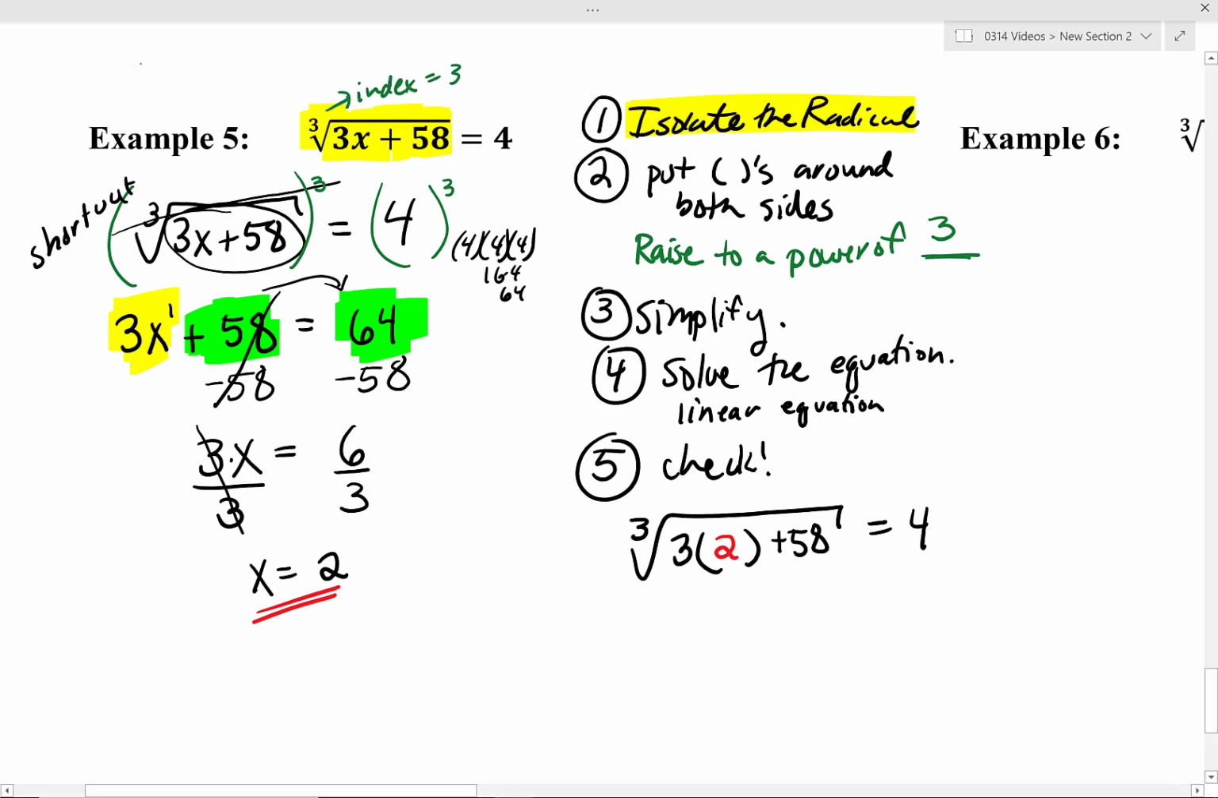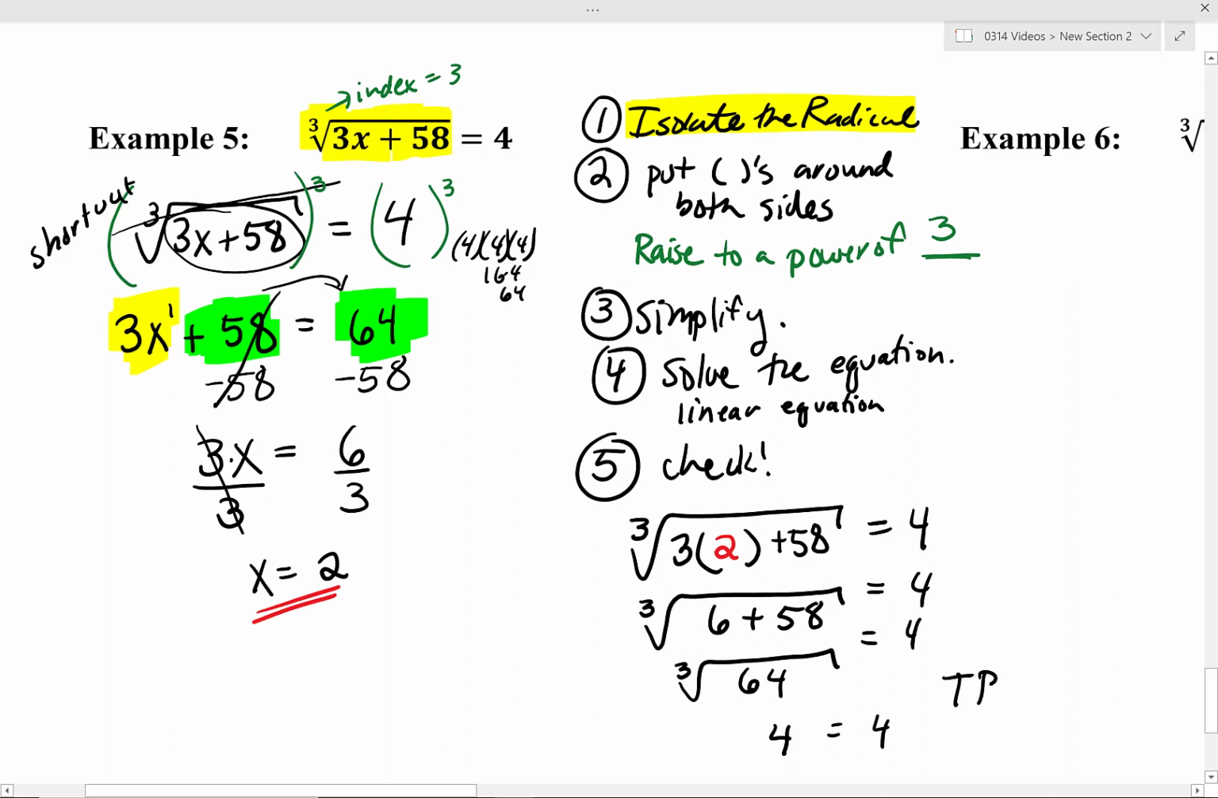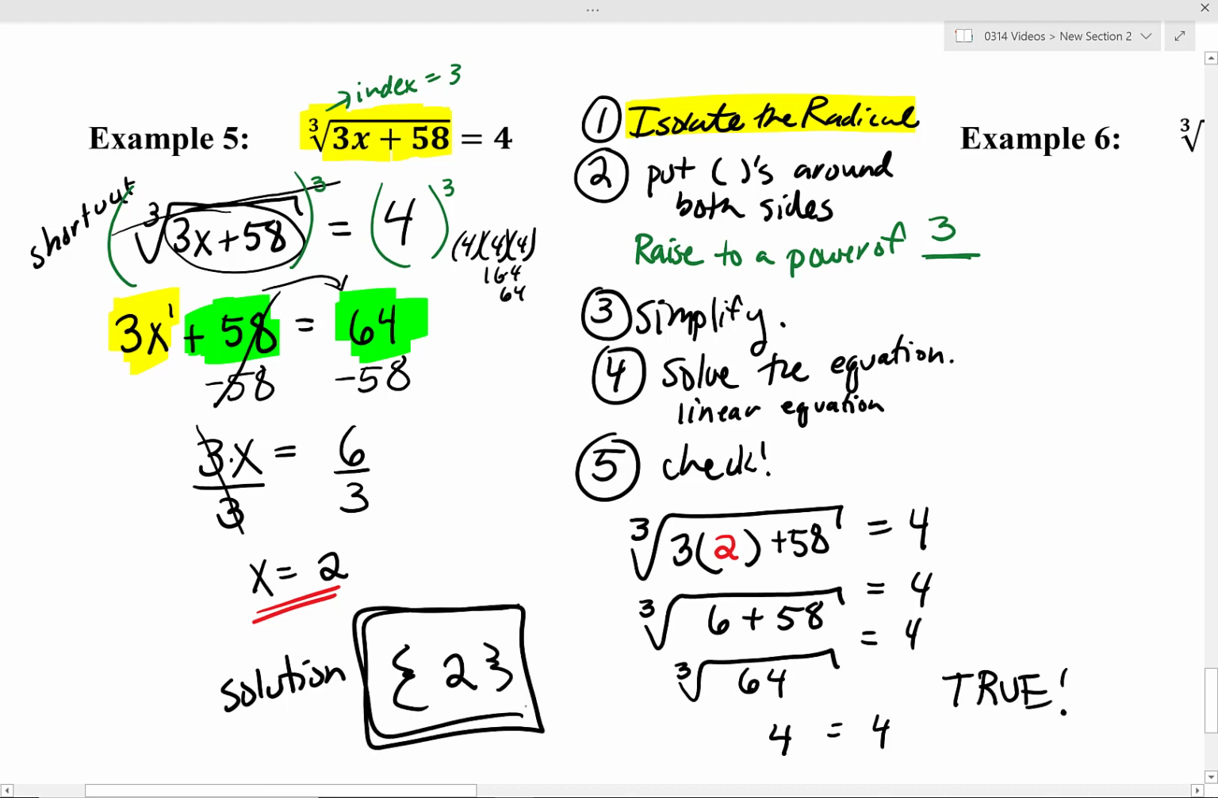And now let's simplify. So we have to simplify what's underneath that cube root first using order of operations. Multiplication first. 3 times 2 is 6. So 6 plus 58. Keep the cube root. We haven't done the cube root part yet, so keep that. 6 plus 58, I believe, is 64. Cube root of 64, that's a positive 4. Alright, so we want to know, is 4 equal to 4? Is that a true statement? Yes, that's true. And since that is true, then we know that we can add x equals 2 to our solution set. Alright, so our solution set here was positive 2.